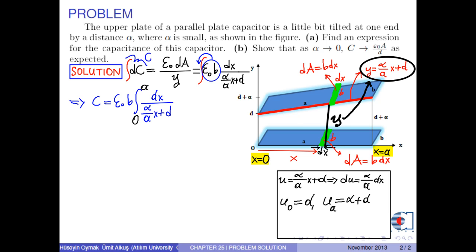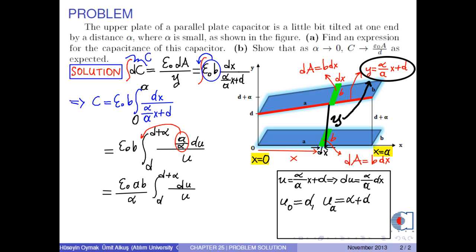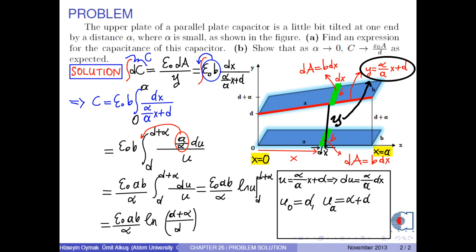Now, we can put these expressions into the integral. Here, A and alpha can be taken outside the integral sign. So, we get epsilon 0 times A times b over alpha times the integral du over u with the integral limits D and D plus alpha. The integral of 1 over u is ln u. So we have epsilon 0 times A over alpha times ln of D plus alpha over D, where A times b is the total area of the plate.